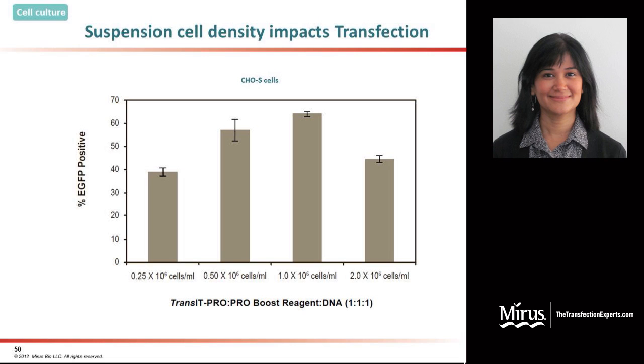At lower cell densities, there is not enough cell mass, whereas at higher cell densities, there is again probably exhaustion of cell resources, which prevents the cells from actually transfecting very well.